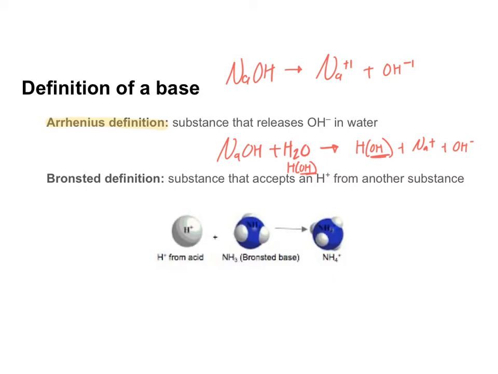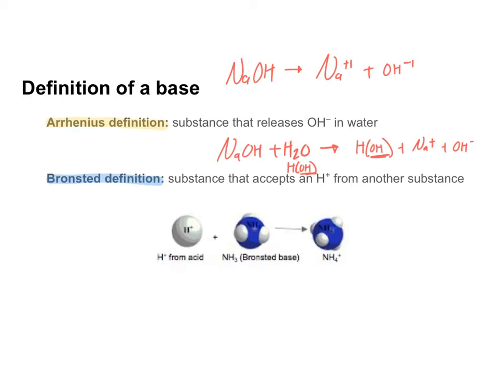So any substance that you put into water that, when it dissolves, adds more hydroxide to water is called an Arrhenius base. Bronsted-Lowry bases are substances that tend to accept a hydrogen from another substance.